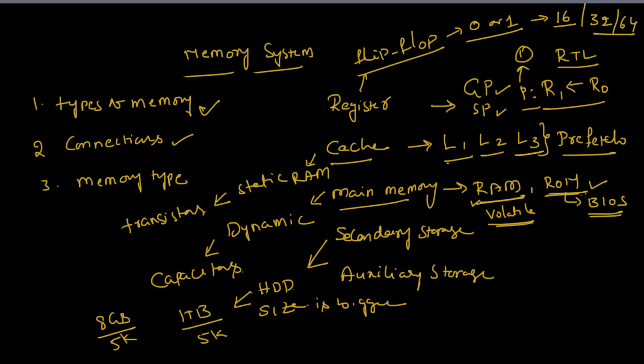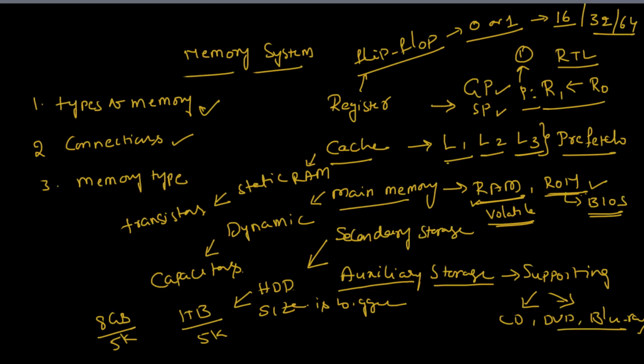And the auxiliary storage. Auxiliary storage means it is a supporting storage. What do you mean by supporting storage? Let us see. Supporting memory means CDs, DVDs, Blu-rays, etc. All come under the auxiliary memory. It is actually very cheap compared with all the other memories in the system.